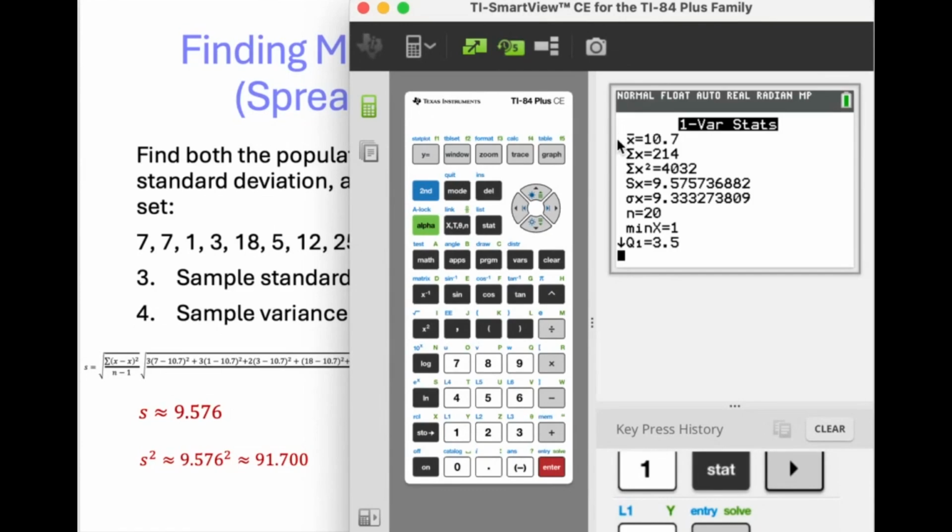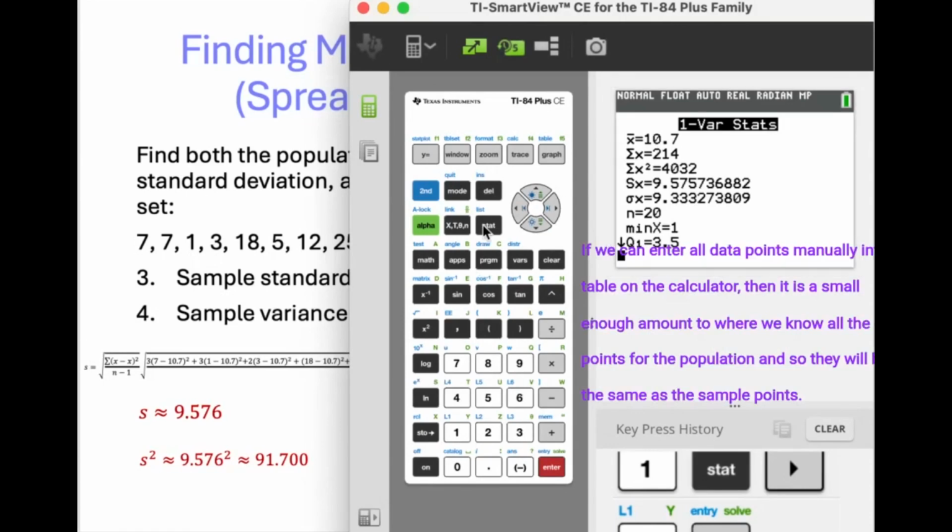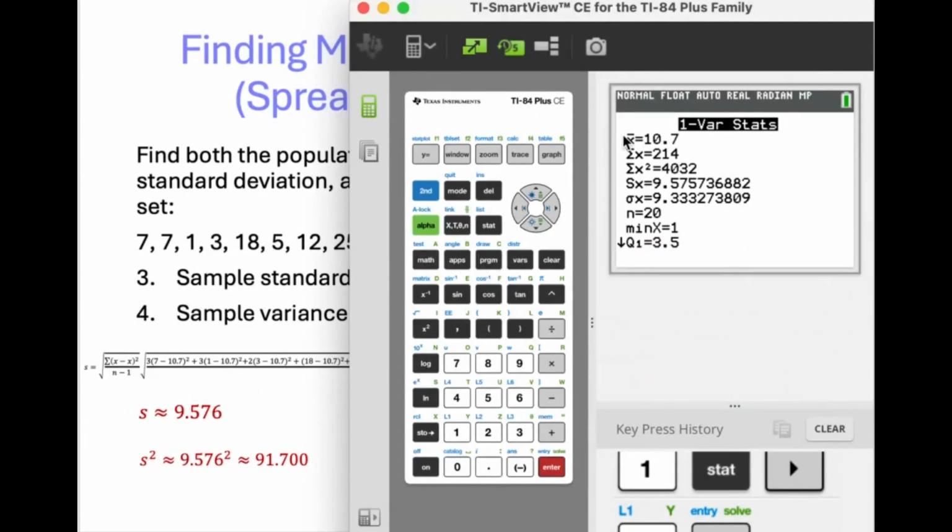Even on the calculator, it doesn't give us mu. It doesn't say population mean, because for these, if we're entering them into a table, it's going to be the same population mean as it is the sample mean. Standard deviation, notice that it's approximately 9.576, which is what we got for our sample standard deviation, right? S. And the calculator does S sub x, and it's just showing that we're using the variable x.